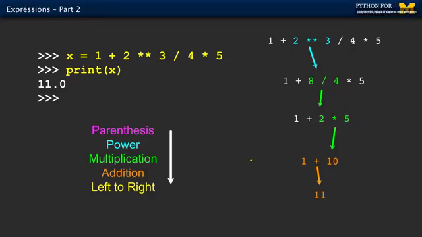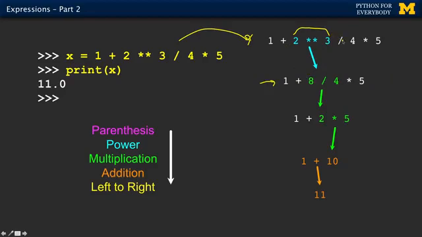So the way I used to do these back in the day when I was doing this homework is I would write the expression down on a piece of paper, and then I would look through it and figure out what the first thing was. And I'd be very careful about this. I'm like, okay, exponentiation happens first. So I'll do the 2 to the 3rd power, which is 8. And then I'll rewrite the whole thing: 1 plus 8 divided by 4 times 5.